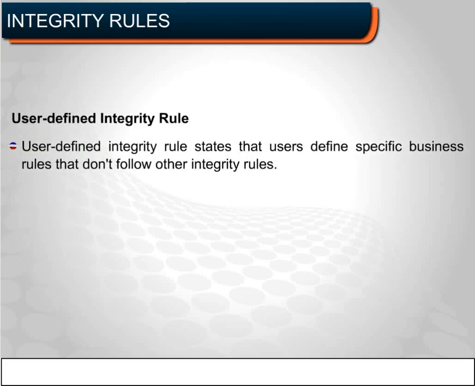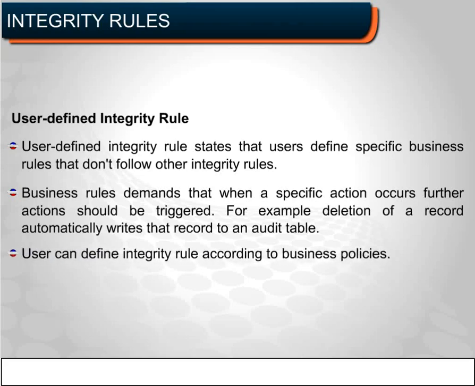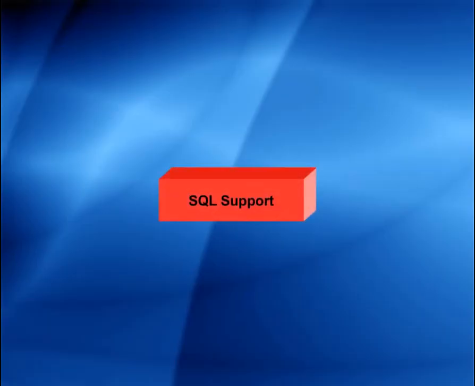User-defined integrity rule. User-defined integrity rule states that users define specific business rules that do not follow other integrity rules. Business rules demand that when a specific action occurs, further actions should be triggered. For example, deletion of a record automatically writes that record to an audit table. User can define integrity rule according to business policies. All other integrity rule categories support user-defined integrity.